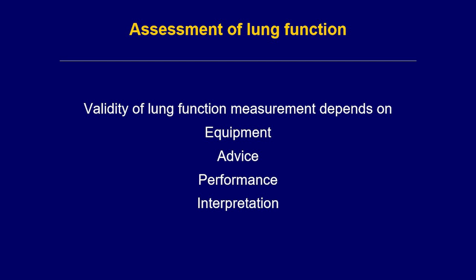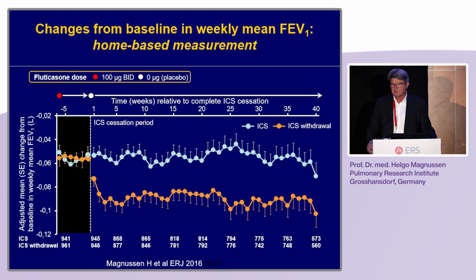Now, to do this, as Bob said, we have to be confident of the validity of lung function measurements, which is dependent on the equipment, on the advice for the patients, on the performance, and on the interpretation. And here I have one example from our WISDOM study. Probably most of you will know this. In this WISDOM study, we measured the triple therapy and the decrease of ICS in about 2,500 patients. And all of these patients had a home-based spirometer from this company, NDD.